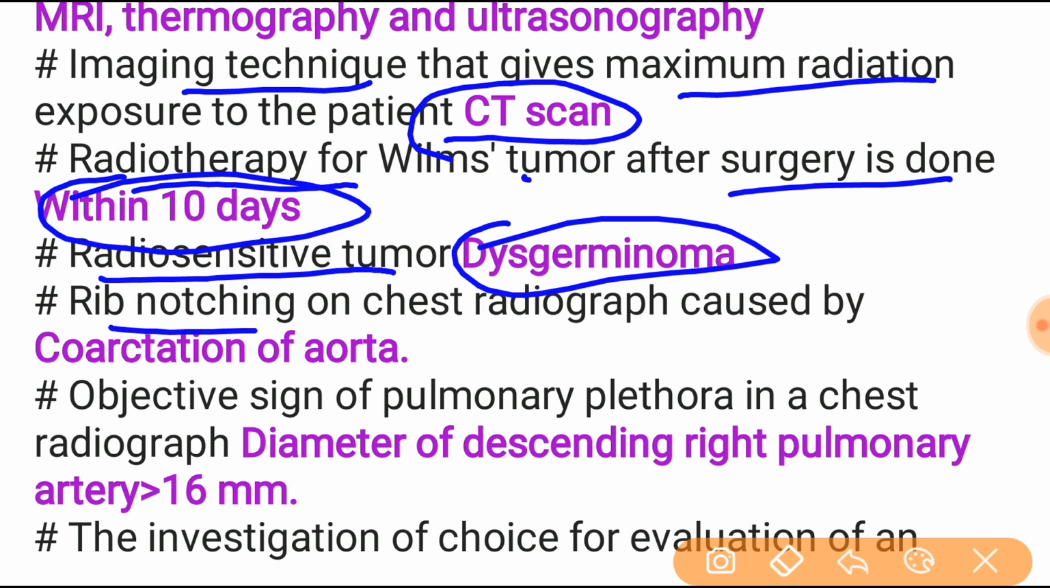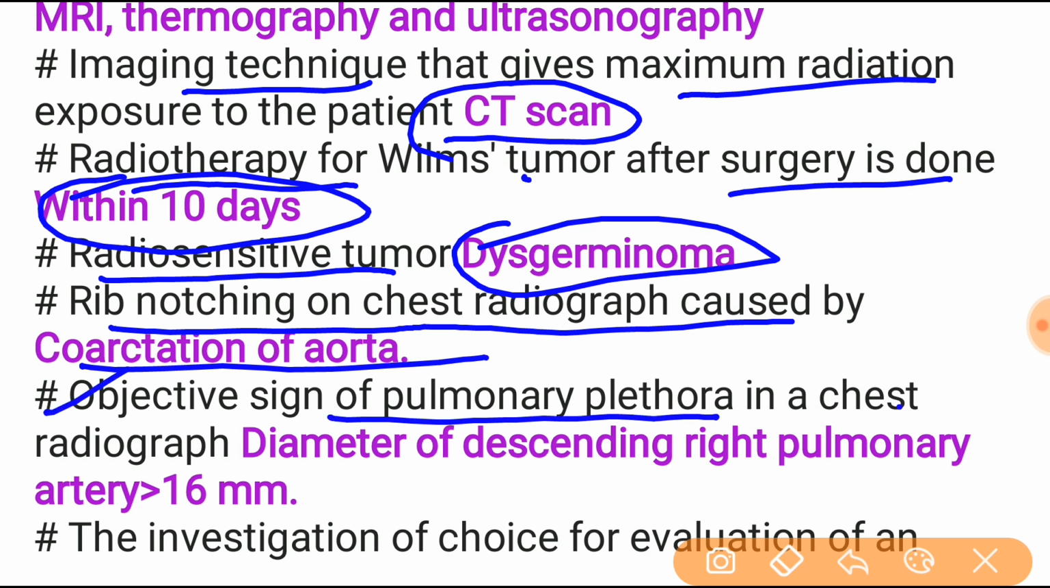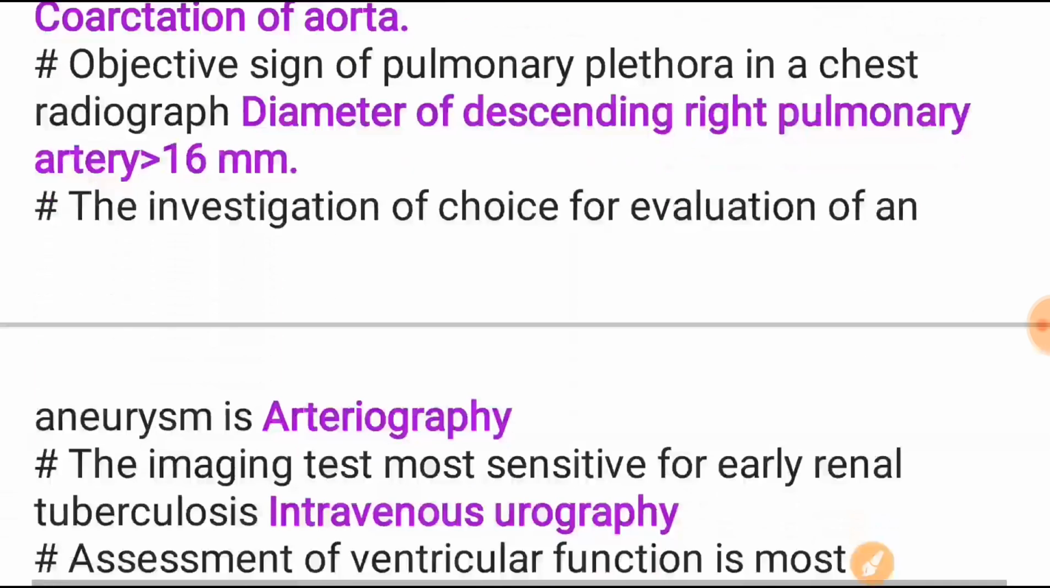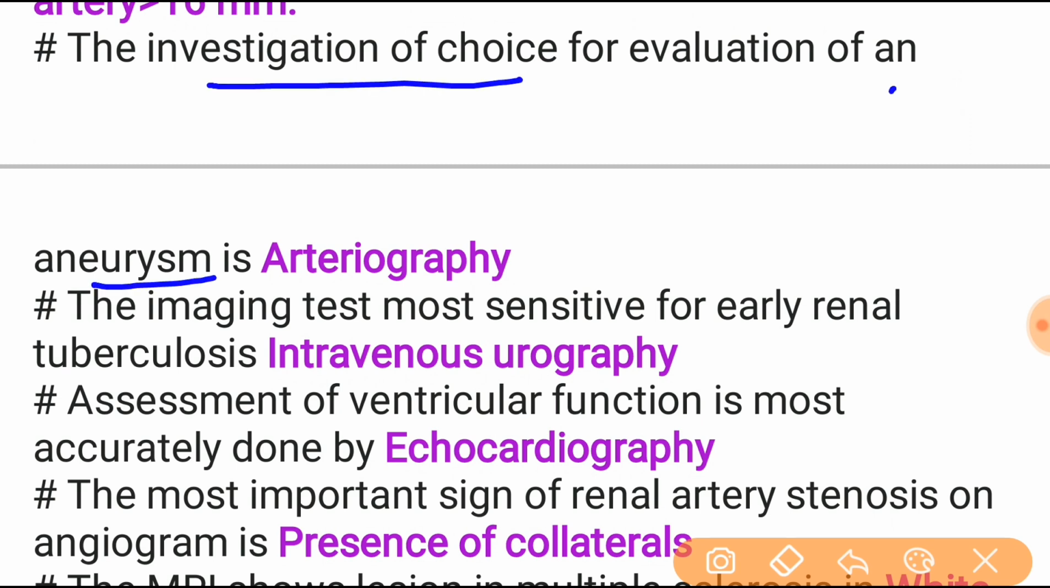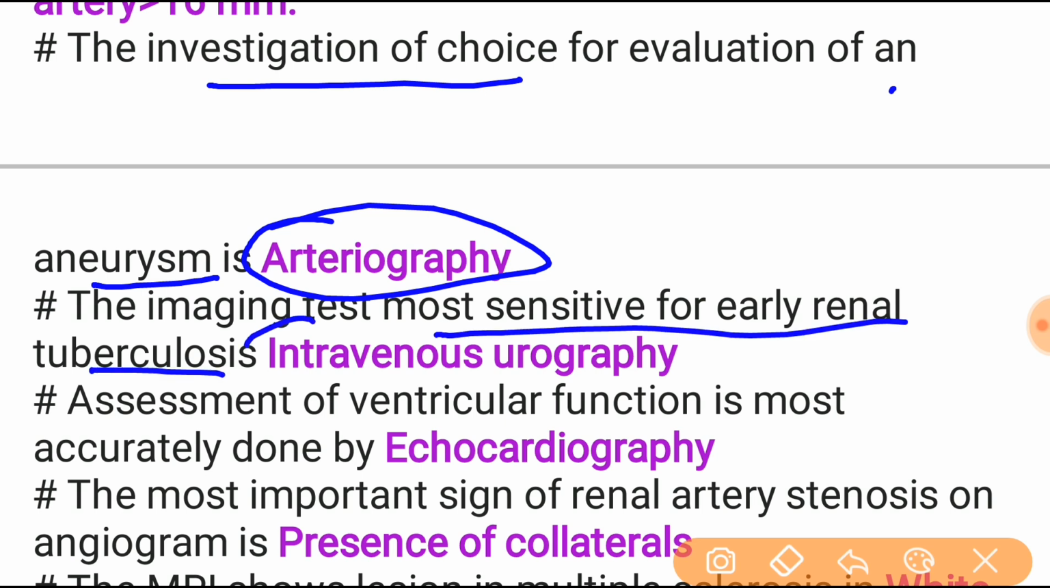Rib notching on chest radiograph is caused by coarctation of the aorta. Objective sign of pulmonary plethora in the chest: the diameter of the descending right pulmonary artery more than 16 millimeter. Investigation of choice for evaluation of an aneurysm is arteriography. The imaging test most sensitive for early renal tuberculosis is intravenous urography.